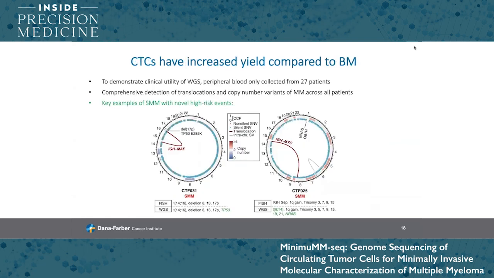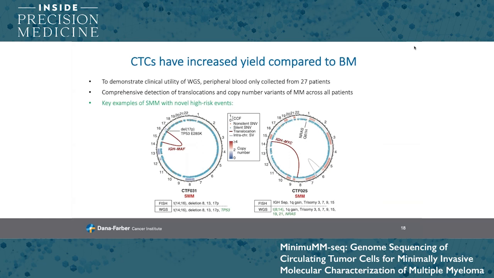fails. We then went on to demonstrate the clinical utility of whole genome sequencing by collecting peripheral blood only from an additional 27 patients. Similarly, we show comprehensive detection of translocations and copy number variants of myeloma across all these patients, and we highlight here 2 key examples of smoldering myeloma patients where novel high-risk events were detected.